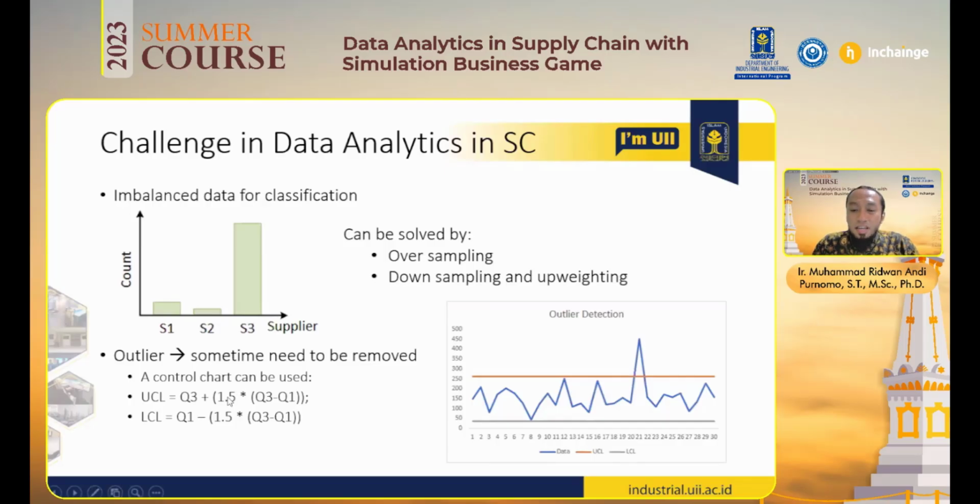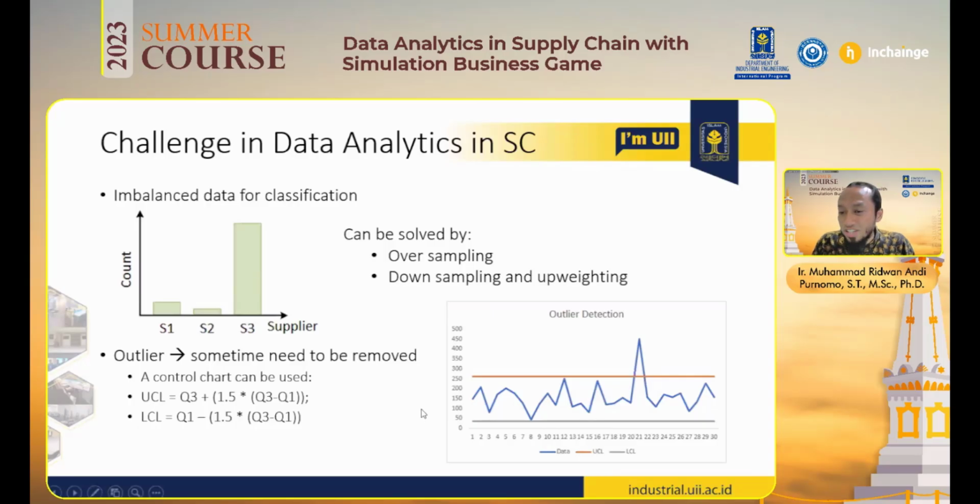After that, if we have outliers, outlier means extreme data. If we want to implement a statistical method, we want to capture the pattern of the data. But if we have extreme data, this data will break the correct and real pattern of the data. So sometimes we need to remove it from our data set. How to identify the outlier? We can use a very simple equation to detect the outlier.